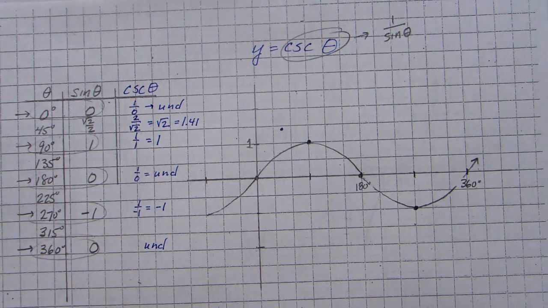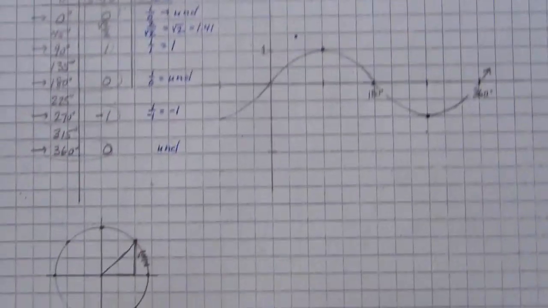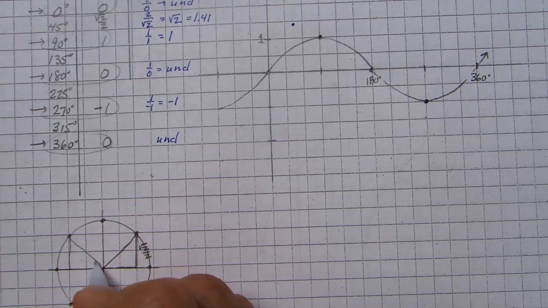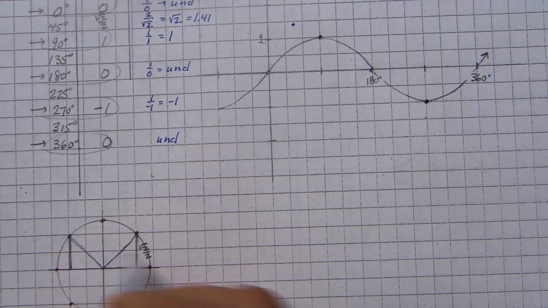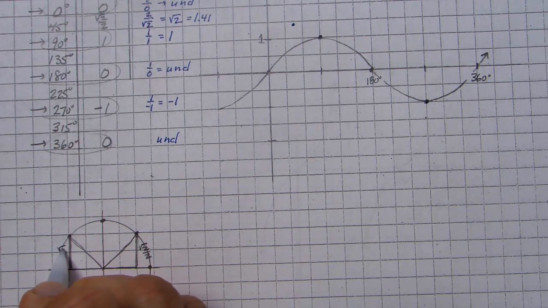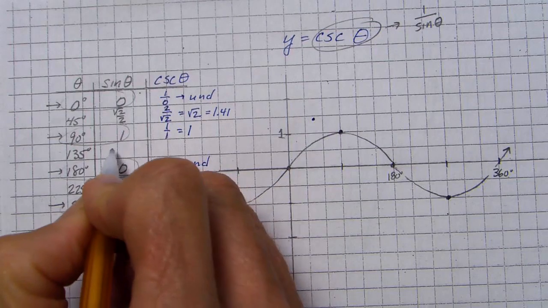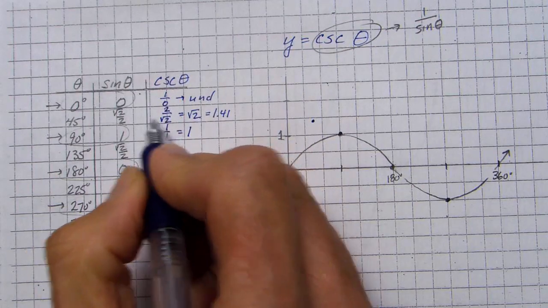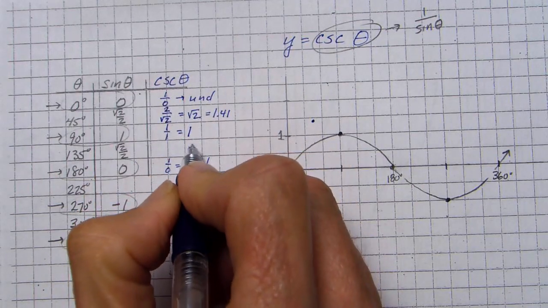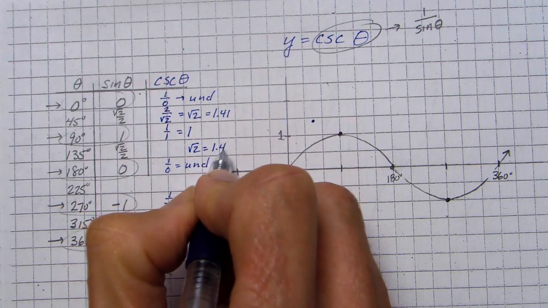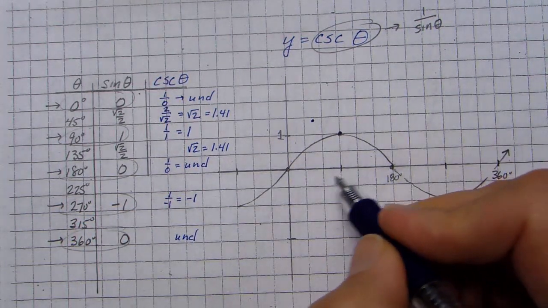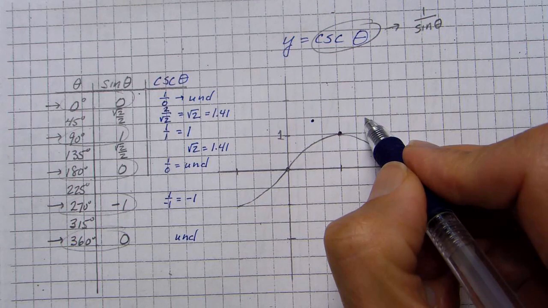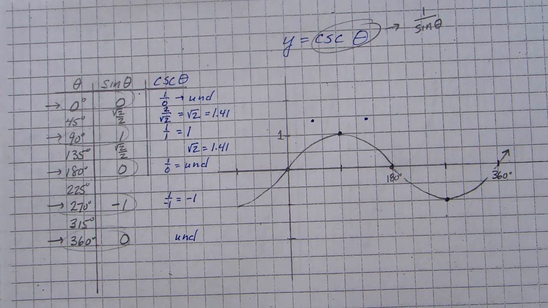So then let's go to 135. So let's think about, well, 135 is sitting right here. And so once again, the sine ratio is the same as it was over here. It's root 2 over 2. Well, again, we're going to flip it over, and you kind of say, well, wait a minute, it's going to go to the same place that 45 degrees is going to go. It's going to be root 2. It's going to be 1.41 again. So when I go to 135, I'm going to go back to 1.4 and place a dot right there.